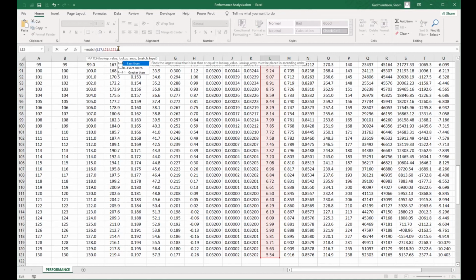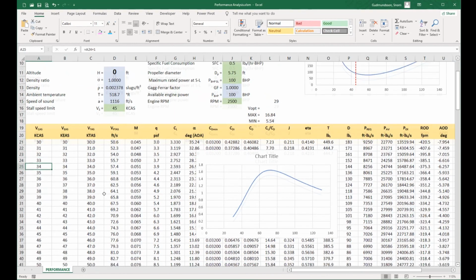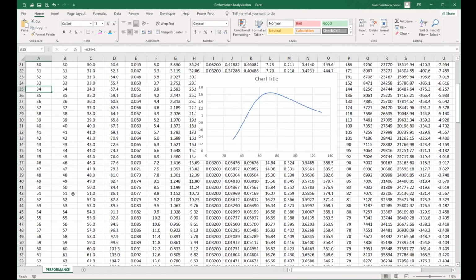This makes the match function return the position of the lookup value in the list. Here it returns the value 29. This value means that the maximum lift to drag ratio is the 29th value in the list, starting from the top. Next, let me show you how we use this information.